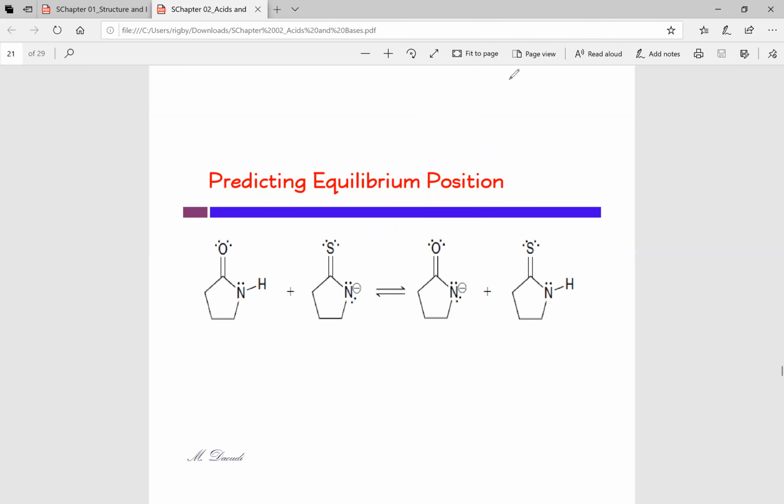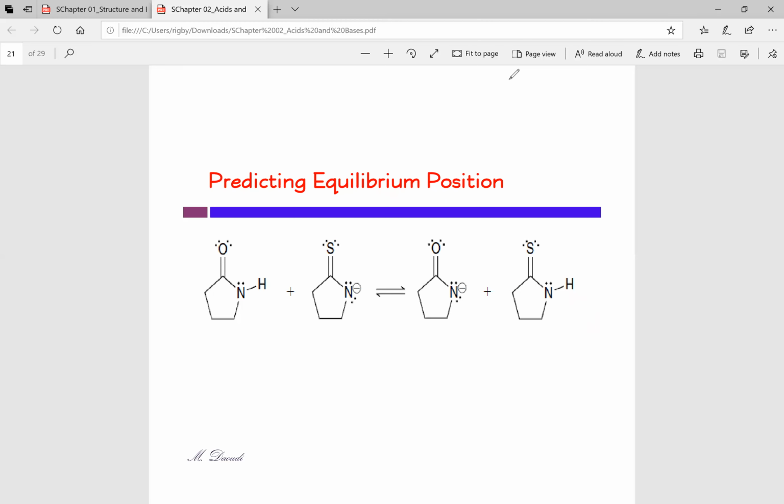Now let's talk about predicting the equilibrium position. Remember, in the beginning of this lesson, I talked about how the reaction will always proceed towards the weaker acid and the weaker base. This is because the reaction wants to proceed towards the more stable version of the reaction. So it's going to proceed towards the more stable conjugate base.